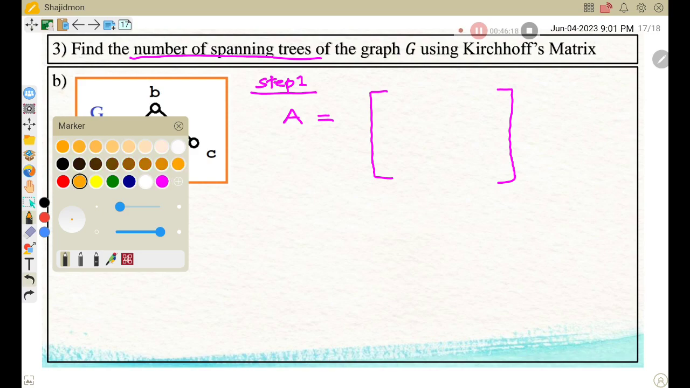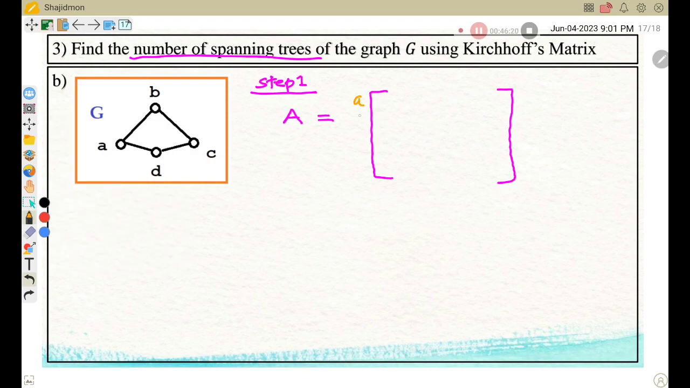So to calculate the adjacency matrix, we write the vertices here. A, B, C and D. A, B, C and D. Correct? Now, we can write the numbers one by one. A to A, there is no edge. Number of edges is 0. A to B, number of edges 1. There is one edge. A to C, there is no directed edge. A to D, there is 1.